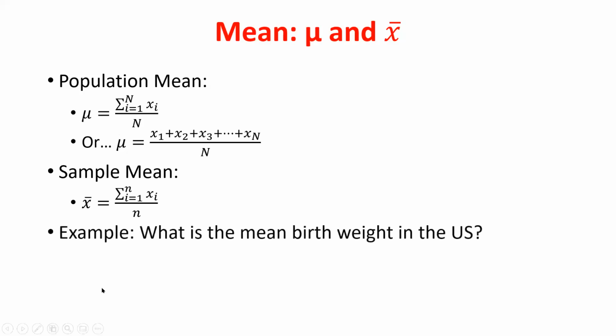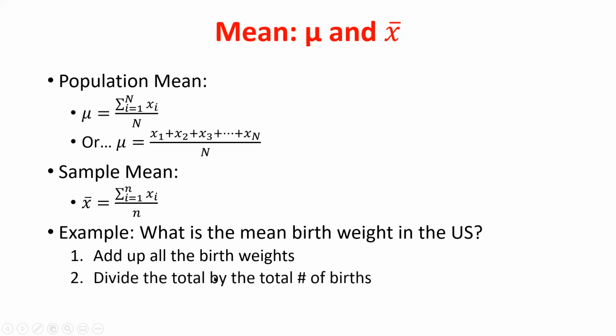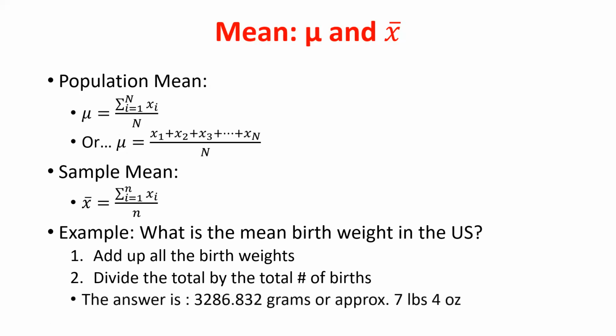So, if I had a data set with every birth in the US, how would I find the mean birth weight? I just add up the birth weights of every single birth I had in the data, and then divide by the total number of births that I had in that data set. Right? And I think we'll use this data set a little bit throughout the semester. And I think it's 3,200 grams about.